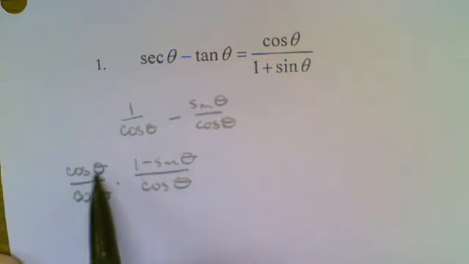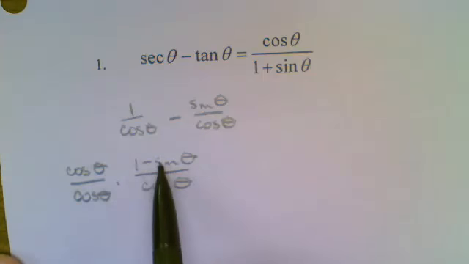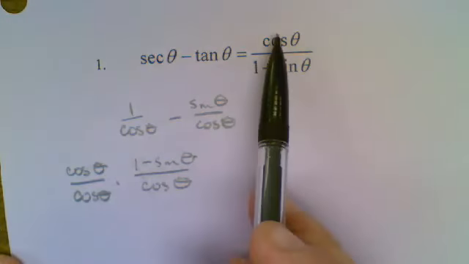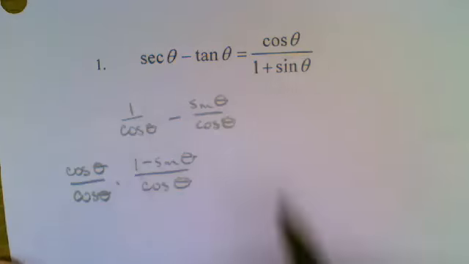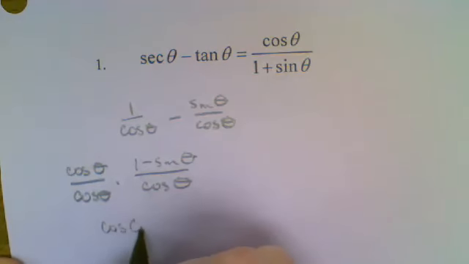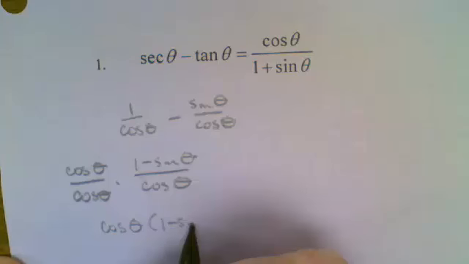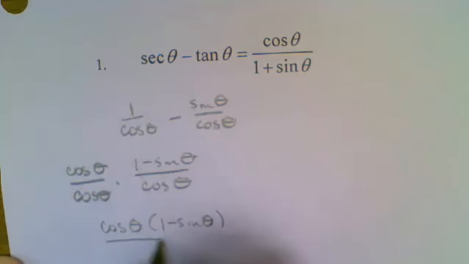Now in the numerator, I'm not going to distribute that cosine out. I'm not going to take cosine and cosine sine. I'm not going to do that because I want to keep the cosine on top. So I'm just going to write it as the cosine times 1 minus the sine. And in the denominator, I've got cosine squared. Okay?